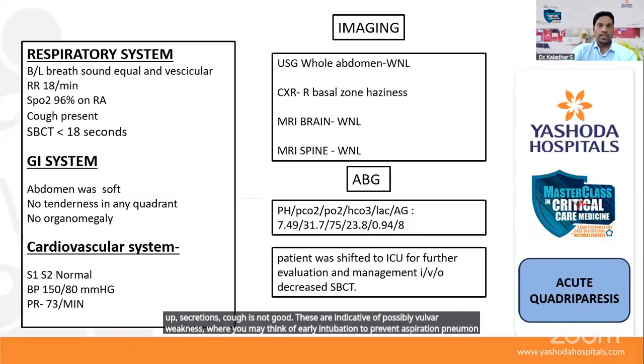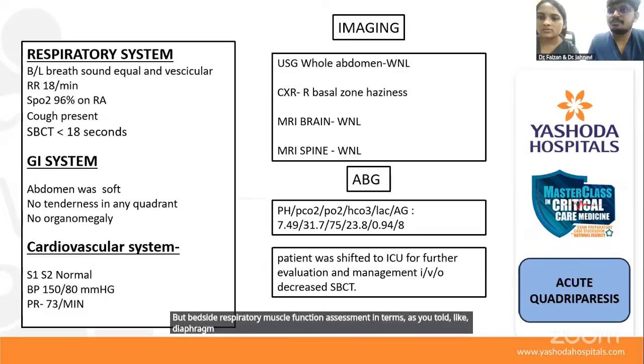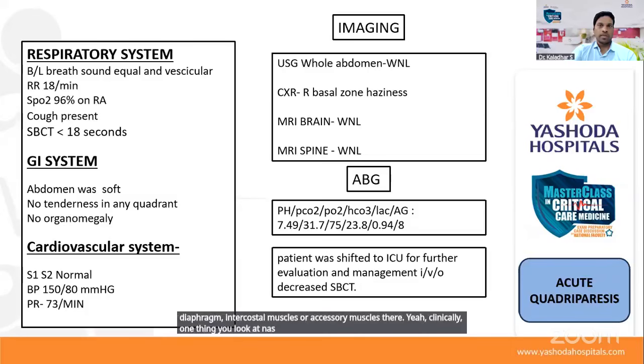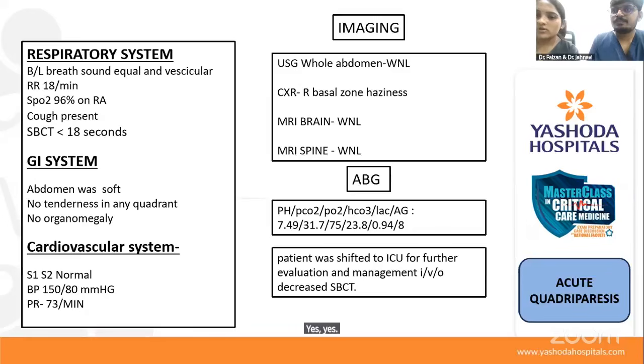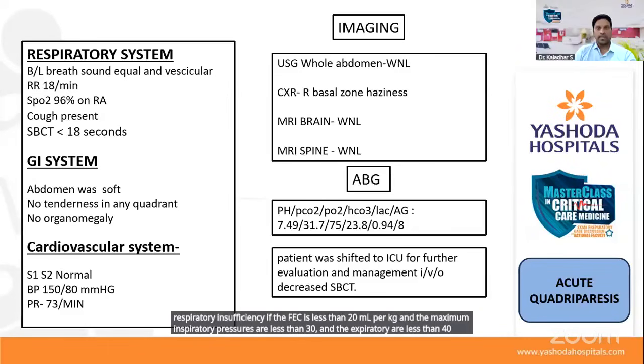But sir, bedside respiratory muscle function assessment, as you told, like diaphragm, intercostal muscles, or accessory muscles. Yes, clinically you look at nasal flaring, paradoxical breathing may happen. But other than that, single breath count, one thing you told. There is also something called the 20-30-40 rule. So the 20-30-40 rule of GBS is that the patient can have respiratory insufficiency if the FVC is less than 20 ml per kg, the maximum inspiratory pressure is less than 30, and the expiratory pressure is less than 40, sir.